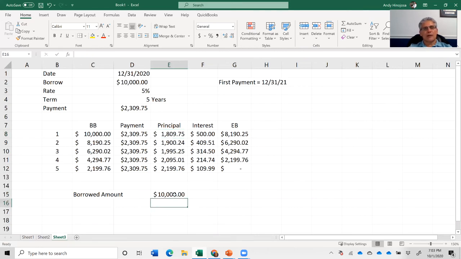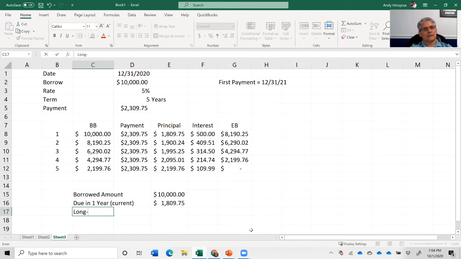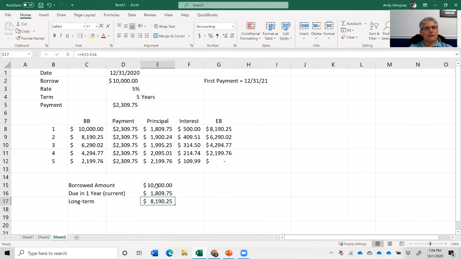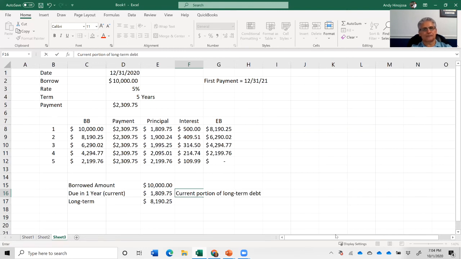So your borrowed amount is $10,000. Due in 1 year is going to be $1,809.75. So then long-term is going to be the difference. So we just have to know that even though the total amount borrowed is $10,000, of the $10,000, 1,809.75 is going to be current, and that's going to go under an account called current portion of long-term debt. And this is going to be long-term payable.